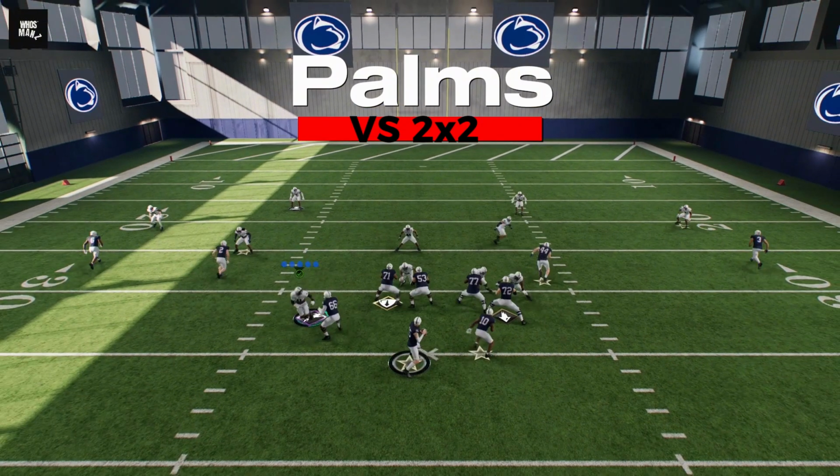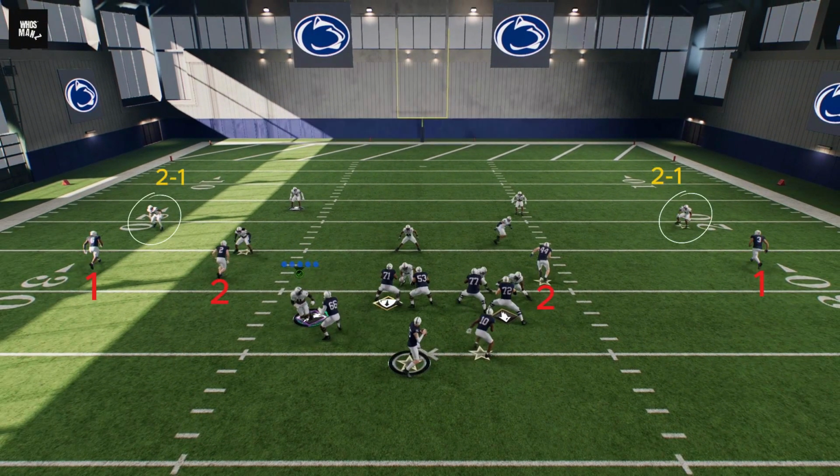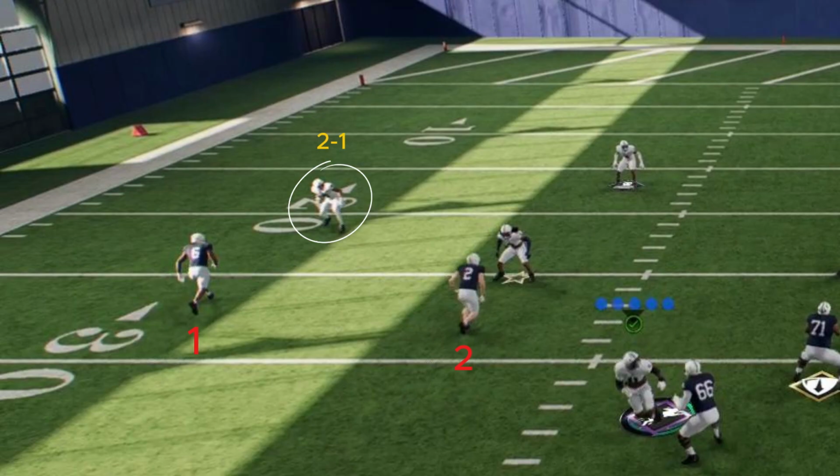We're going to start with the cornerbacks. The cornerbacks are reading the wide receivers 2-to-1. If number 2 goes straight to the flat, then the cornerback will drop down and take number 2. However, if number 2 goes vertical or inside, then he gets his eyes back on number 1. He will play with inside leverage.